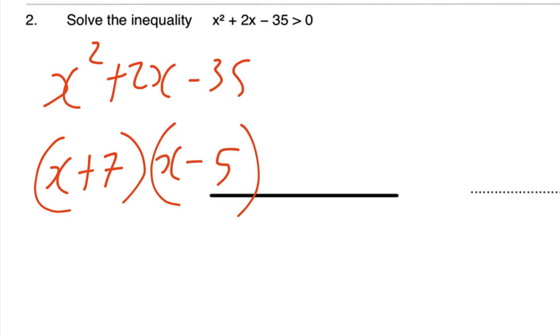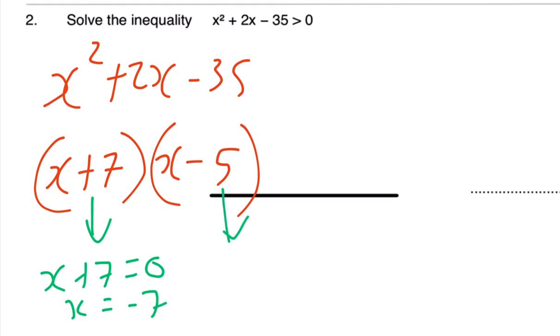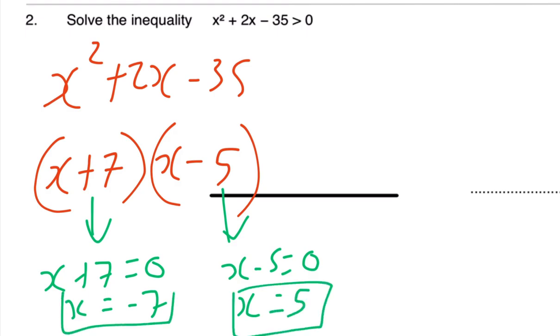Okay, so when we do that, again, we take it out of the bracket. So x plus 7 is equal to 0. Therefore, x equals minus 7. We take the other one out of the bracket. So x minus 5 is equal to 0. Therefore, x is equal to positive 5. So those are my two solutions. So how do we write these two solutions out?